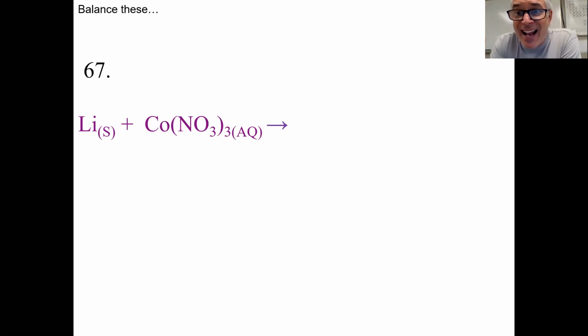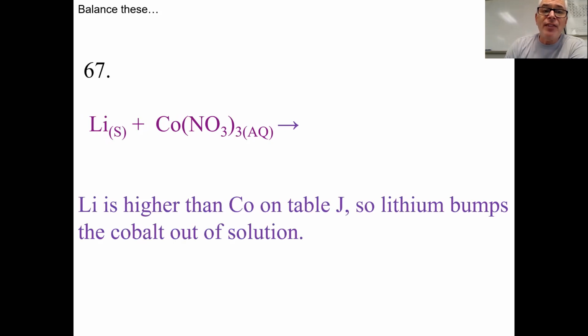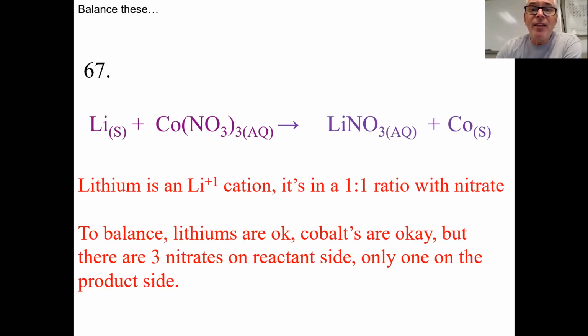Lithium comes in and says, get the heck out of here. I'm taking your place. I can push anybody out of my way. I'm going to dance with the nitrate. So it's going to form into lithium nitrate, and cobalt gets bumped out. Now, lithium, which is way higher, it's going to bump it out of solution. Lithium makes a +1 ion, and nitrate is a -1 ion. So it's going to be LiNO3 in a 1-to-1 ratio, and cobalt pops out.